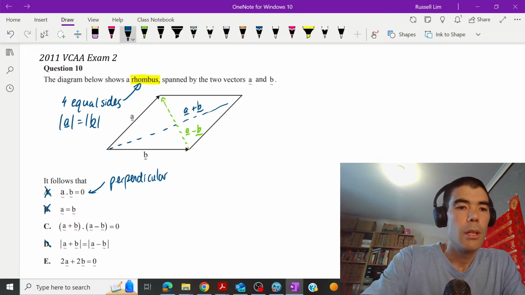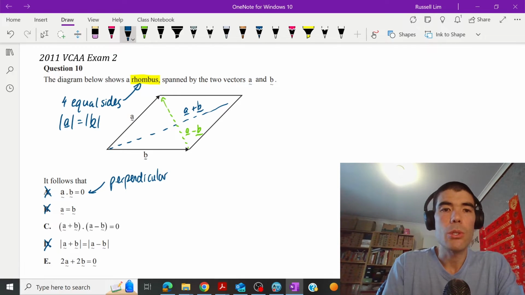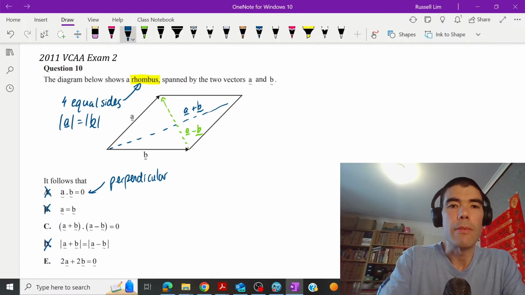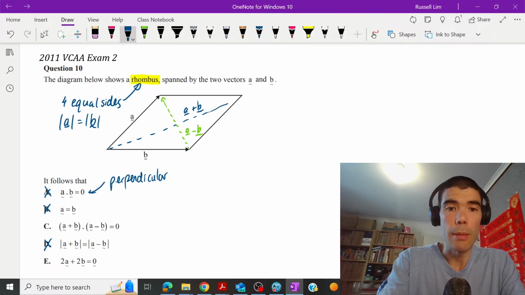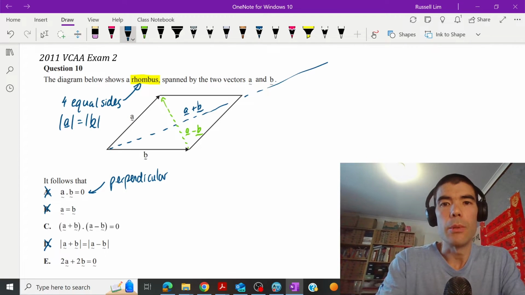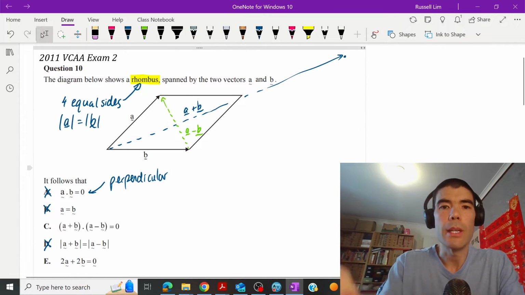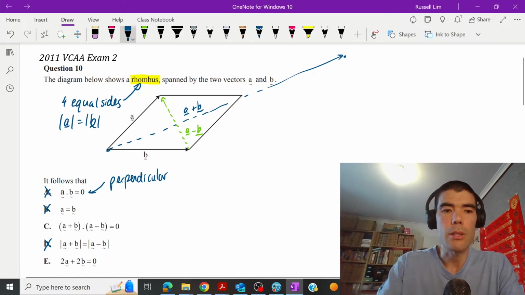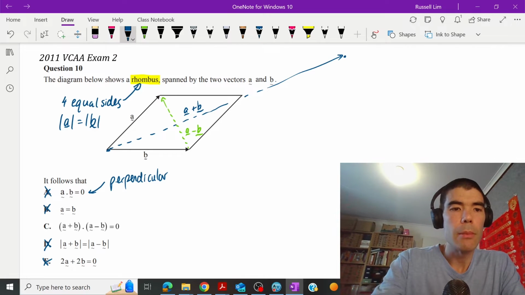So that's not it. And 2a plus 2b is equal to 0? I mean, that is even further from the truth. If we were to do 2a plus 2b, it will be double here, would be like all the way over here somewhere. Clearly, we're not back to where we started. So by process of elimination, C is the correct option.